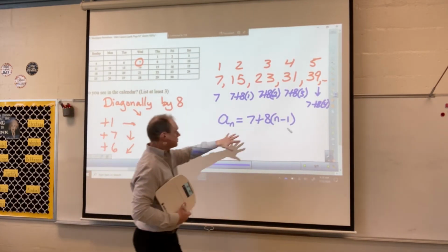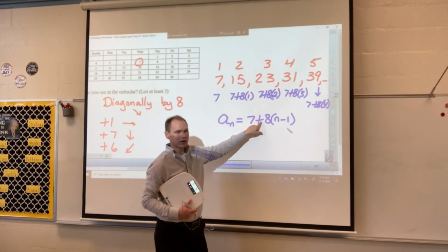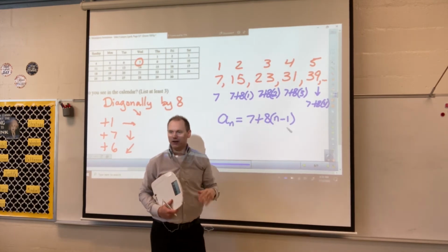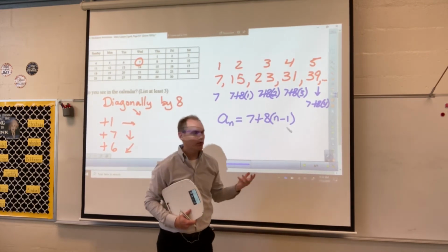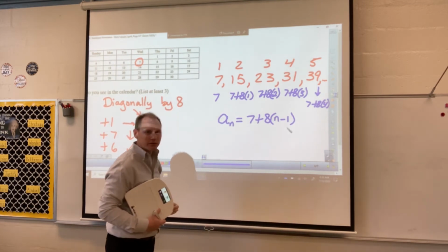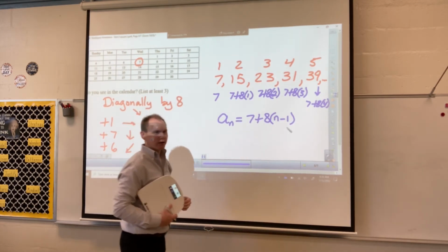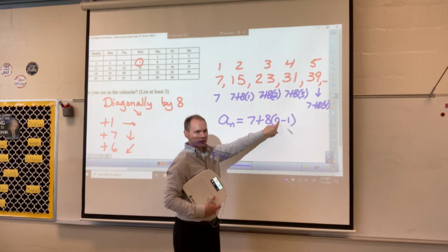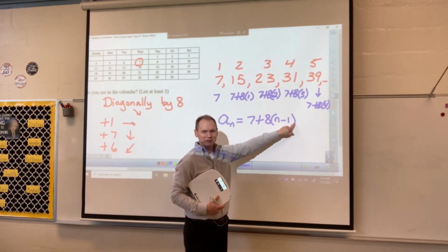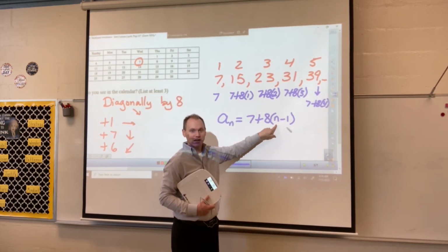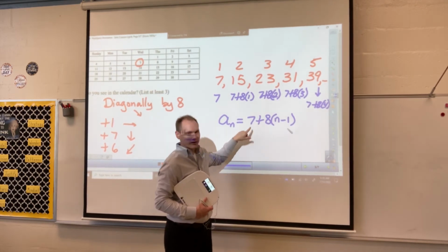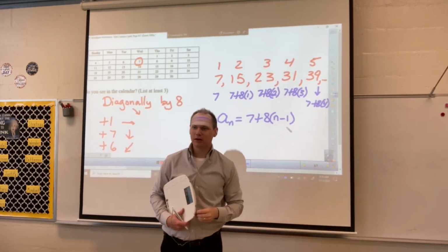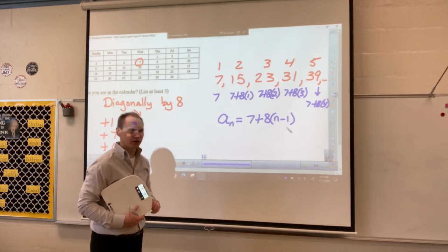So we can use this formula to get to any term we want, right? So if we wanted the 101st term, 101 minus 1 is 100. This is how it works out nicely, right? 100 times 8 is 800, 807, right? Would be the 101st term in this sequence.